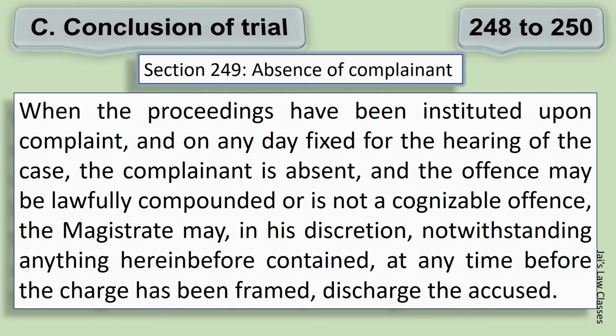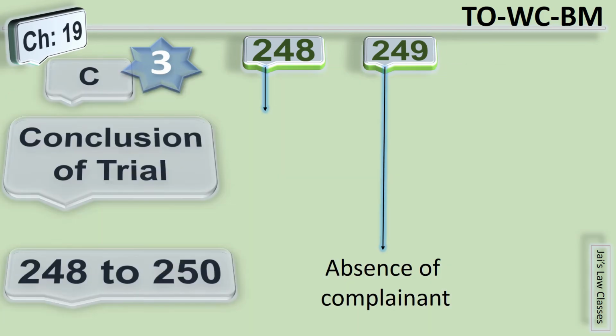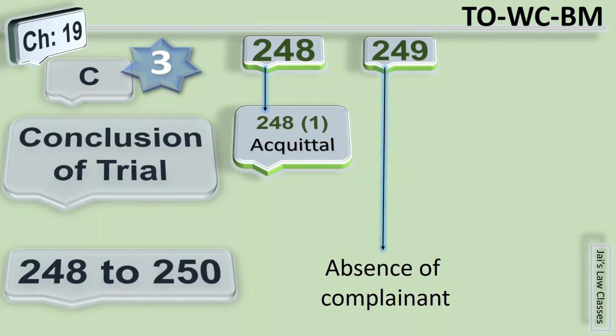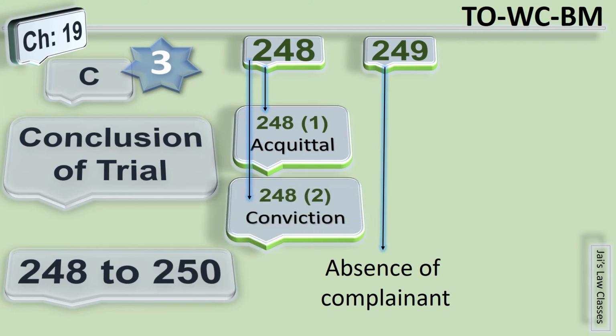Remember an important condition, that the magistrate can do so only if it is a complaint which is not a cognizable offense. This is also a trick we come back to again and again. Section 248, subsection 1 is acquittal, section 248, subsection 2 is conviction. Acquittal and conviction both in section 248. And section 249 is about absence of complainant.